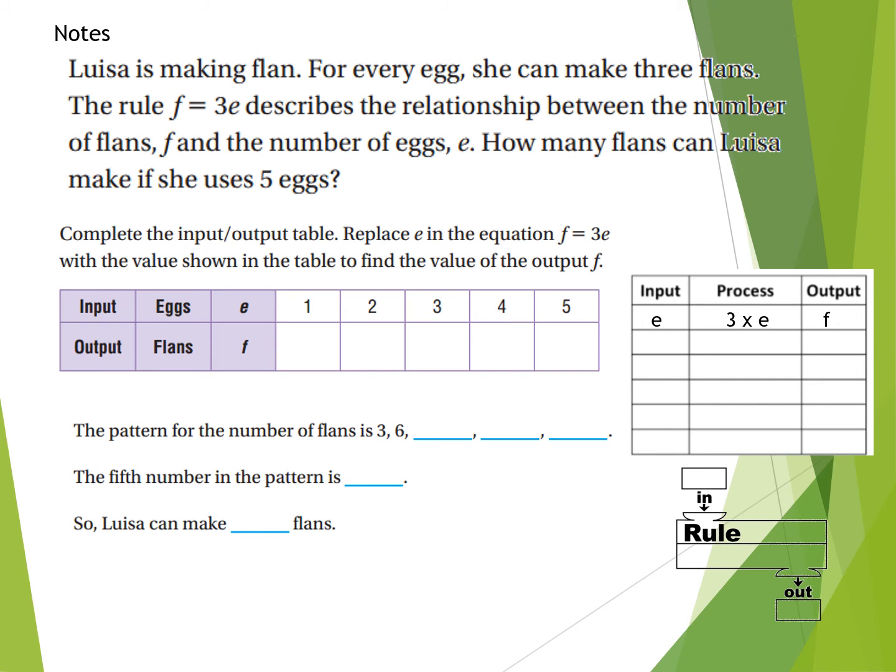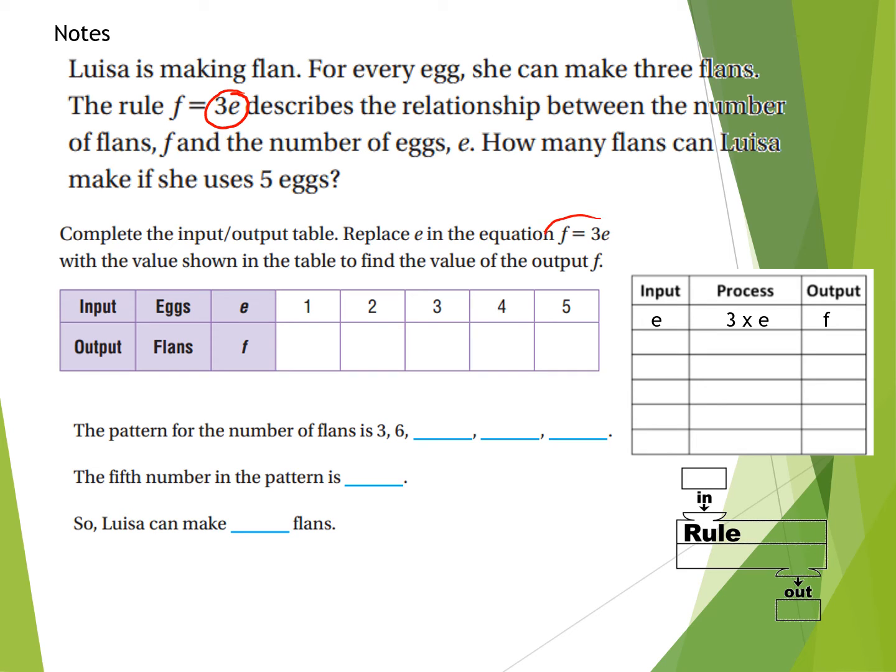So Louisa is making flan. For every egg, she can make 3 flan. The rule F equals 3E. Now we learned that when I see a letter next to a number like that, it means to multiply. So F equals 3 times E. Describes the relationship between the number of flans, F, and the number of eggs, E. So how many flan can Louisa make if she uses 5 eggs?